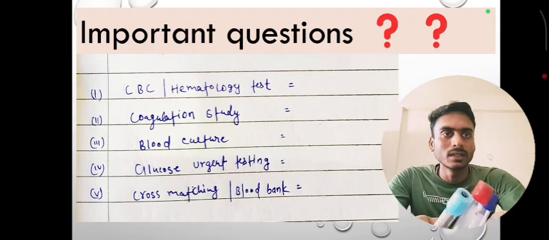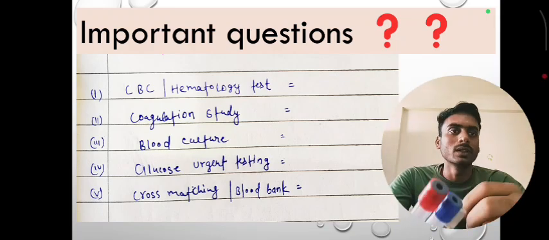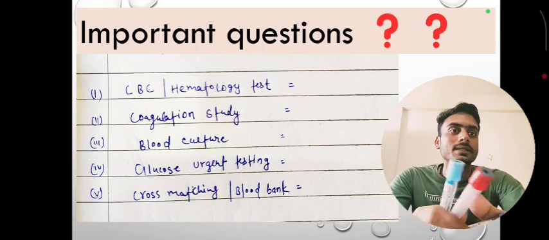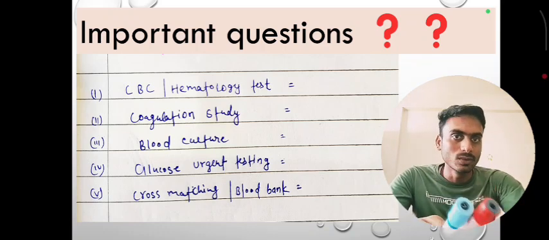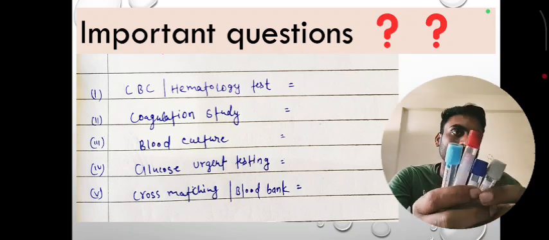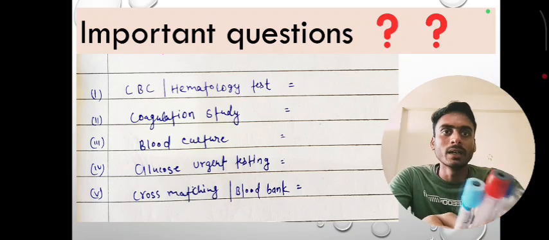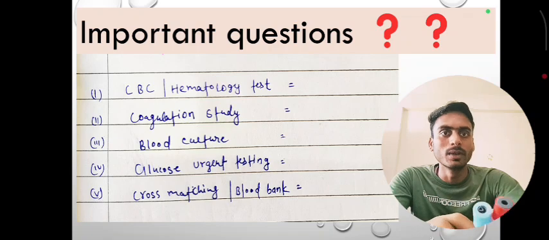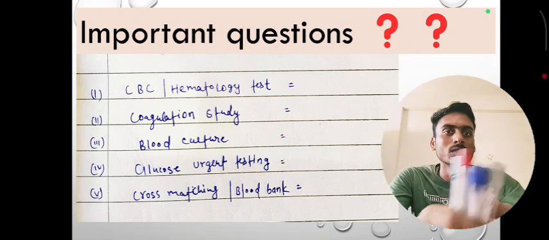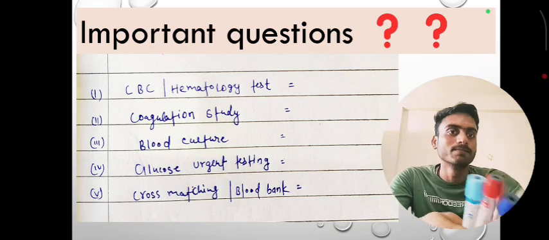I hope you understand my video. If you understand my video, then please answer in my comment section: which kind of blood collection tube is used for a coagulation study, a blood culture, a glucose test, or a cross matching? For cross matching, the answer is pink.